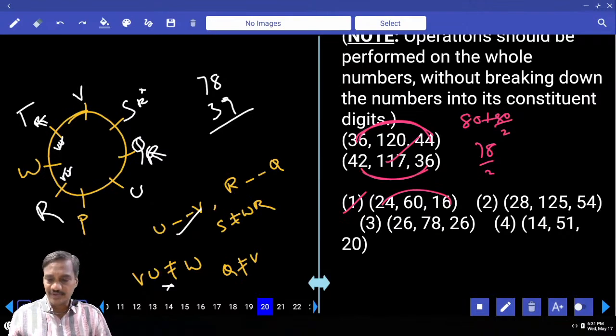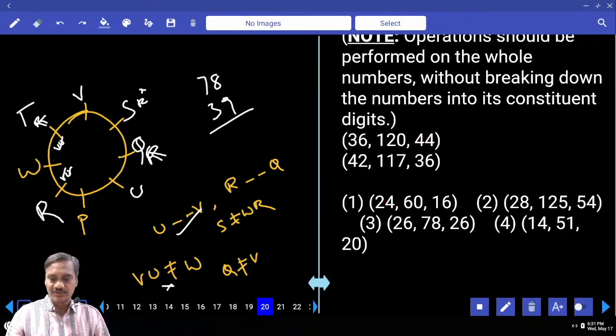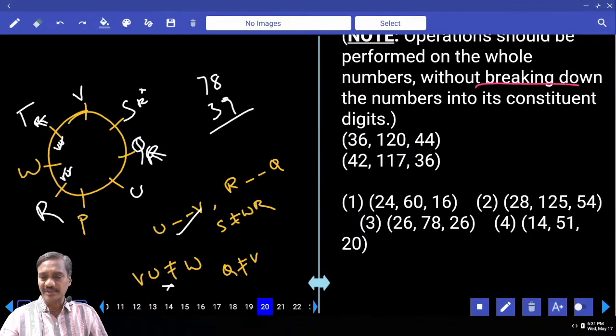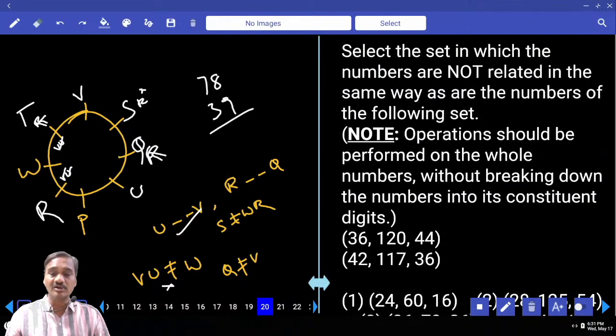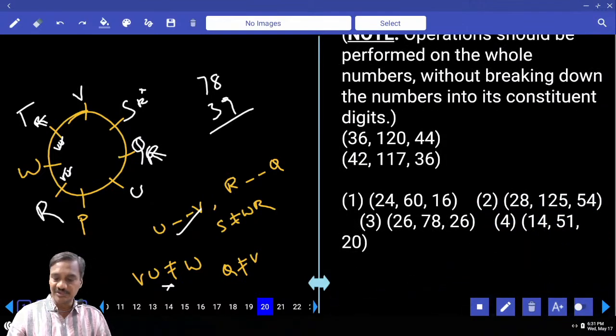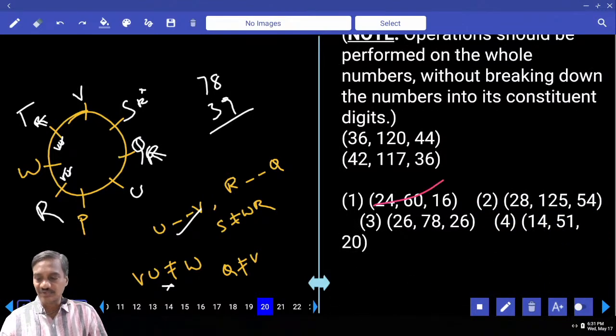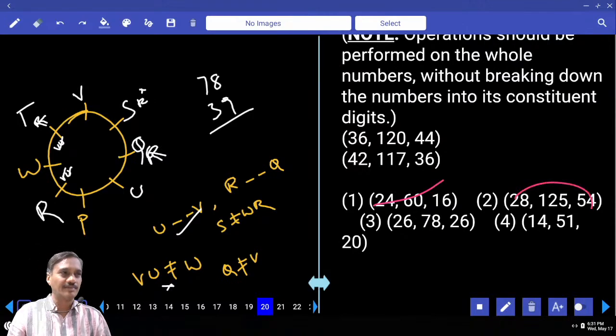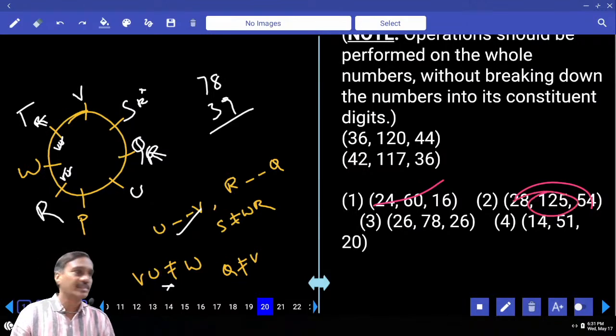24 plus 16, then without breaking down the numbers, the question is about the pattern. In the same way, this is related. Then in this one, 28 plus 54 is 82. The last digit is 2, so 2 by 1 cannot be the number. Choice 2 is not related to the above relation.